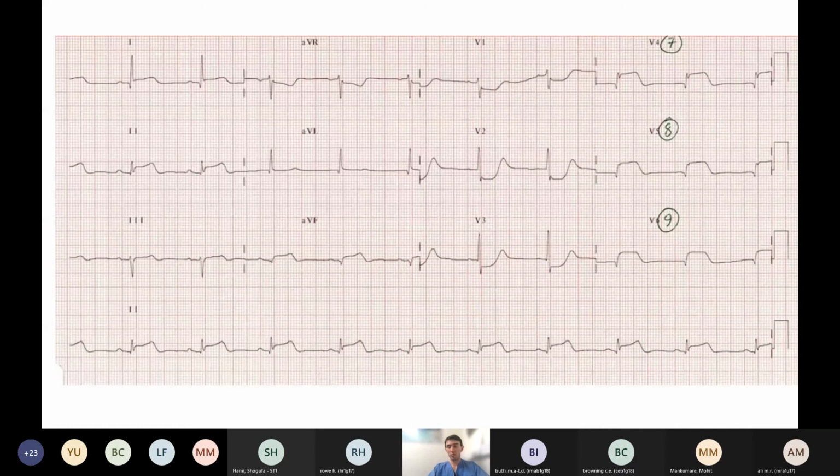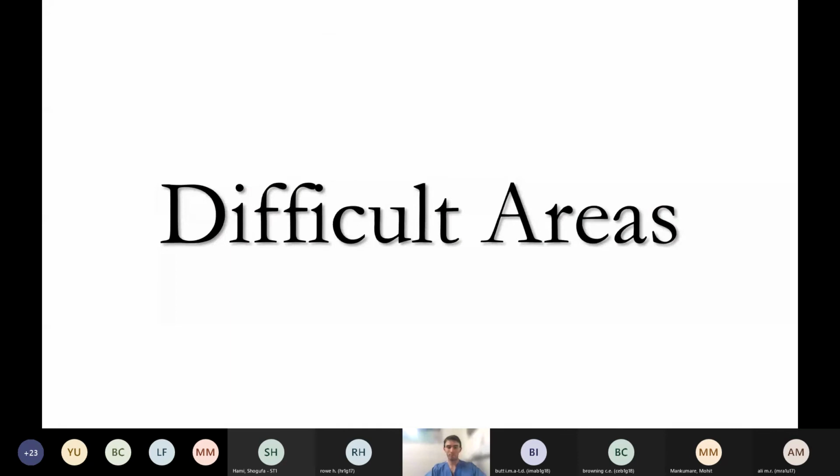So here, if you string up V7, V8, V9, which have been put where V4, V5, and V6 are, you can see actually that is ST elevation. And V1, V2, V3 are showing the ST depression. So what you were looking at there the entire time were reciprocal changes. Okay, so difficult areas. This isn't very long, so we'll just whittle through this.